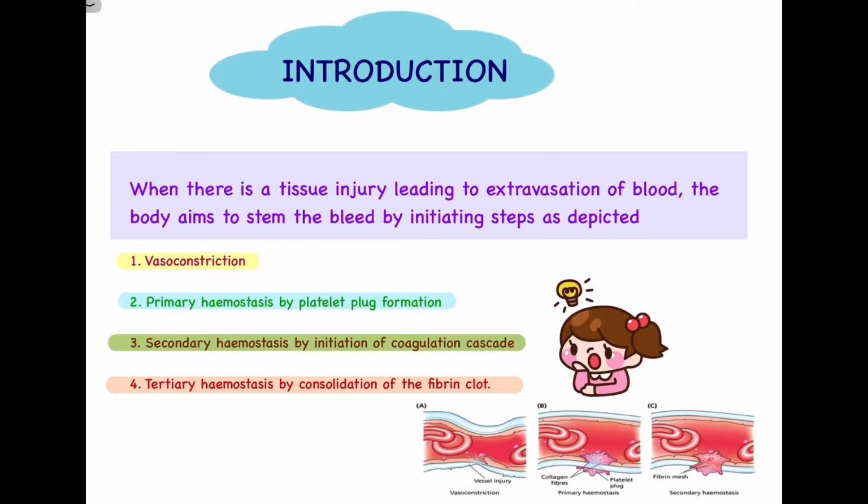That is what we call our coagulation cascade. Firstly, there is vasoconstriction. All the blood vessels immediately get constricted to prevent further loss of blood. Then there is primary hemostasis, which is due to formation of the platelet plug. Then we have secondary hemostasis, due to initiation of our coagulation cascade. And then we have tertiary hemostasis, due to the consolidation of the fibrin clot, right?